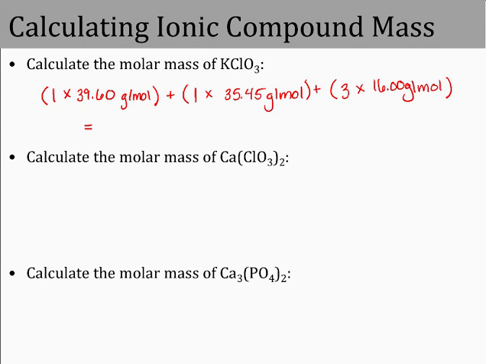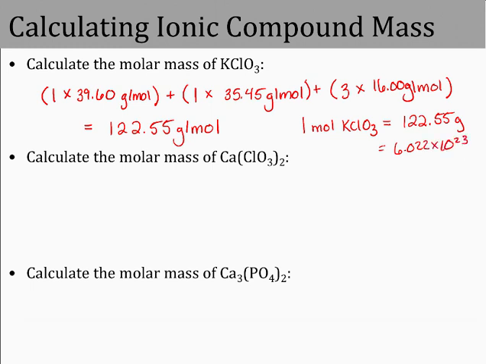When I plug this into my calculator, I get an answer of 122.55 grams per mole. So that would be the molar mass of this ionic compound. What that also tells us is if we have 1 mole of KClO3, that will weigh 122.55 grams. But that also means we have 6.022 times 10 to the 23rd formula units of KClO3.